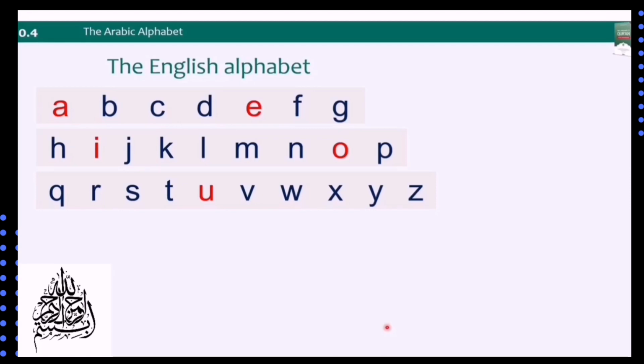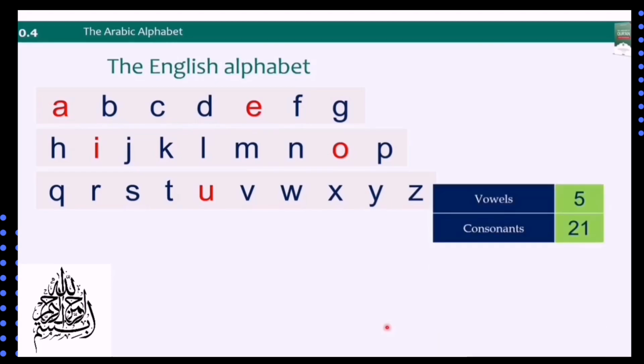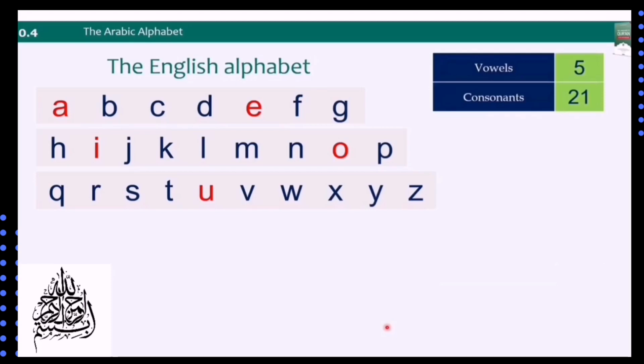What is important about the 26 letters of the English alphabet is that there are 2 types of letters. We have 5 of them which are vowels, and I've highlighted them in red for you: A, E, I, O, and U. They're vowel letters. The others are consonant letters. So, 21 consonants and 5 vowels in the English alphabet.